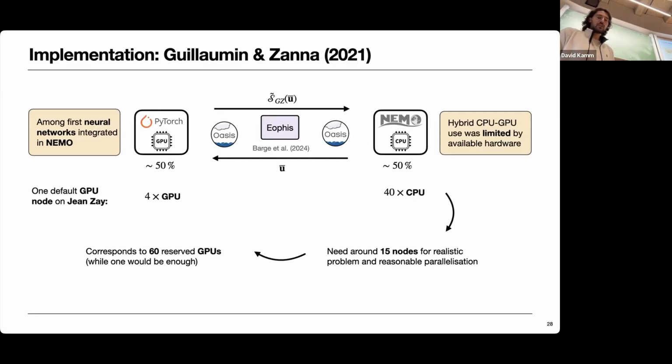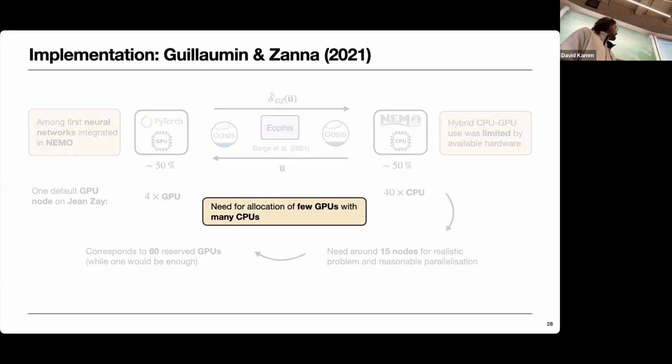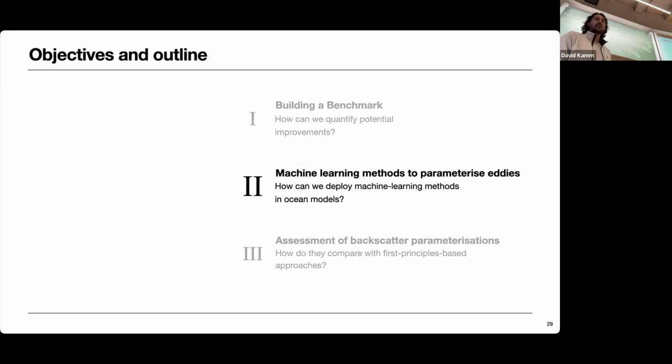Because of NEMO, you need to burn a lot of GPU hours in your allocation, which is why we raised this issue for the need of an allocation of few CPUs with a few GPUs with many CPUs. During my time in a PhD, we didn't get anywhere with this, so we had to reduce the problem, meaning we had to run for shorter time, but still we could do the assessment, which will be the last part of this talk.